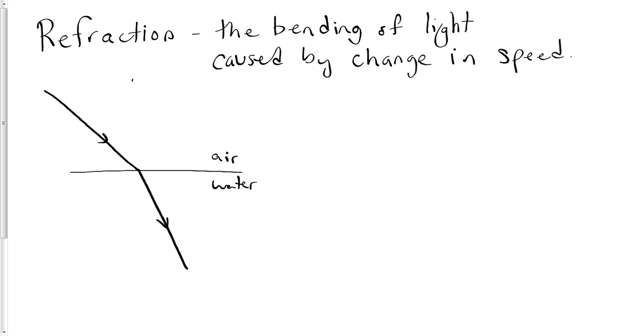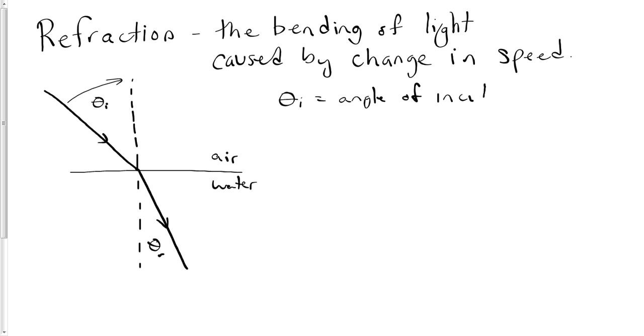We always measure angles with respect to a normal line. A normal line is drawn perpendicular to the surface at the point of contact. The angle that it comes in at, and the angle that it goes out at. Theta I in this case is known as the angle of incidence. It's the angle that the light comes into the substance. Theta R in this case is the angle of refraction. That's the new angle at which it travels through the new substance.